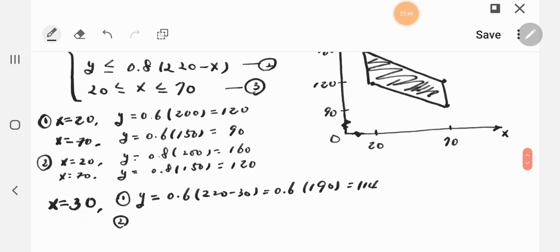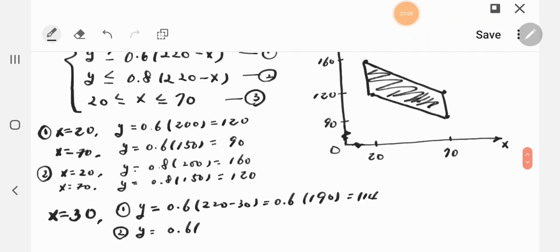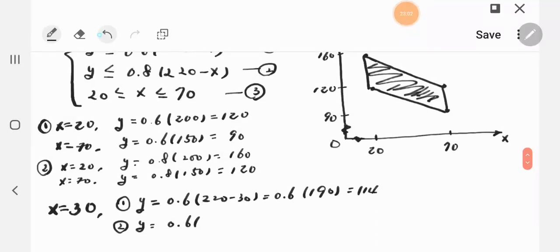From the second inequality, y is equal to 0.8 times (220 minus 30). So 0.8 times 190, which is 152.